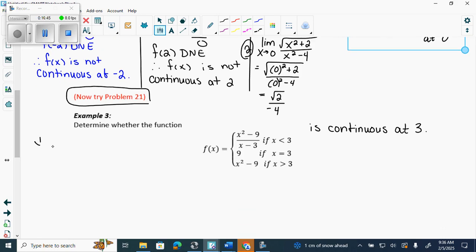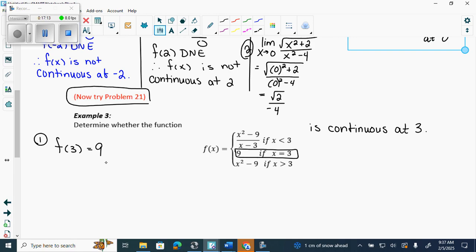Step 1. Find f of 3. What is f of 3 equal to? Anyone know? 9. This is a coordinate. When x equals 3, y equals 9. Right? That's a coordinate. So f of 3 is 9. Step 1, done. We haven't failed yet because that's a value, it does exist. So we have to keep going.